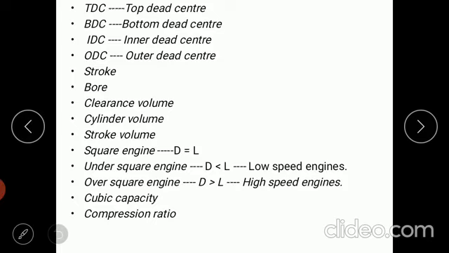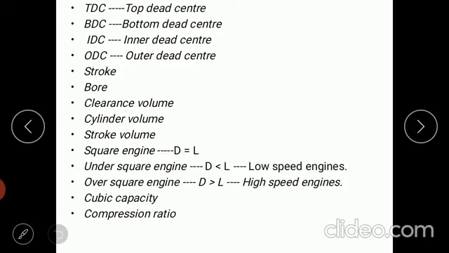Stroke length is nothing but the distance between TDC and BDC. That is termed as a stroke length or stroke. Bore is nothing but the diameter of the cylinder, or the diameter of the piston. There will be a slight difference between the diameter of the cylinder and the diameter of the piston.